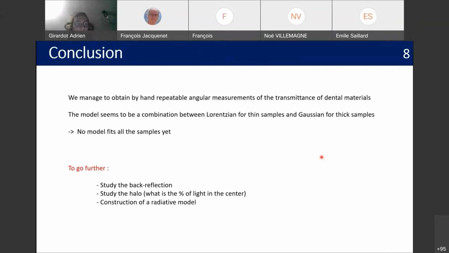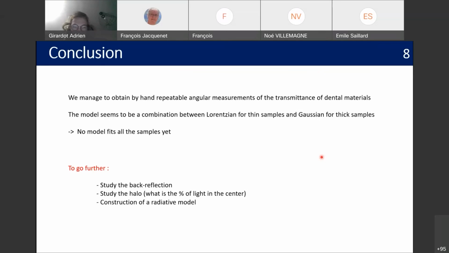So to conclude, we can say that we managed to obtain a repeatable angular measurement of the transmittance of those dental materials. And we found that a combination of Lorentzian, Gaussian, and sum of sines models is necessary. And we couldn't find a model that fits all those samples well.